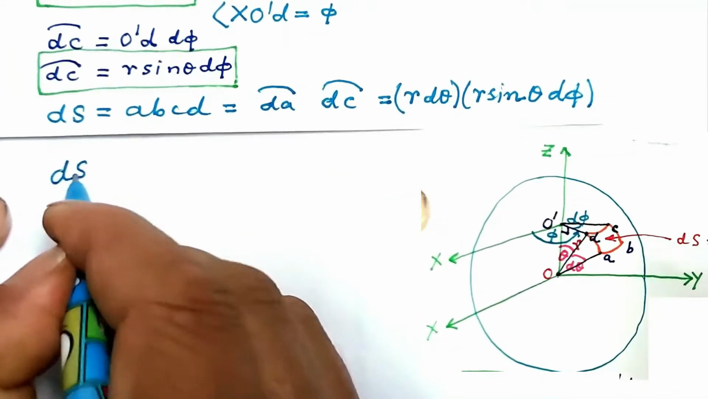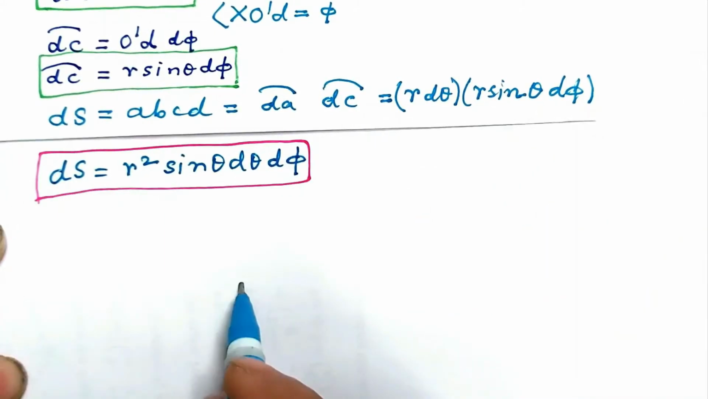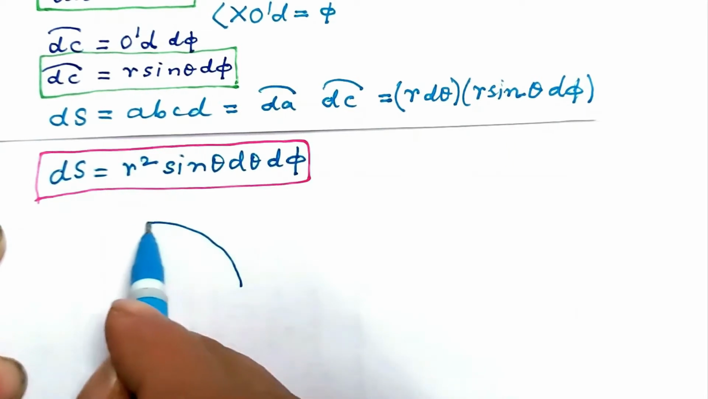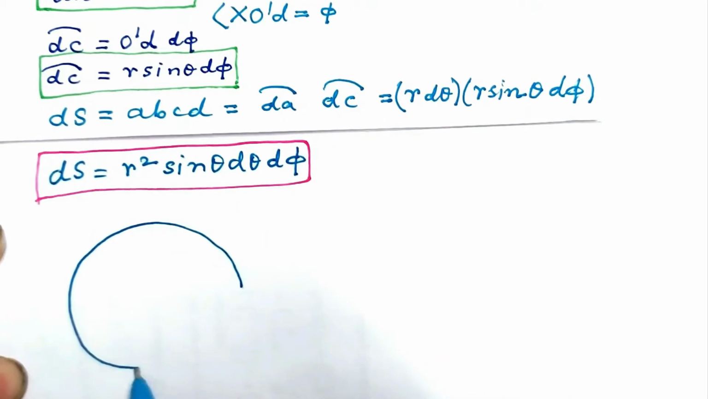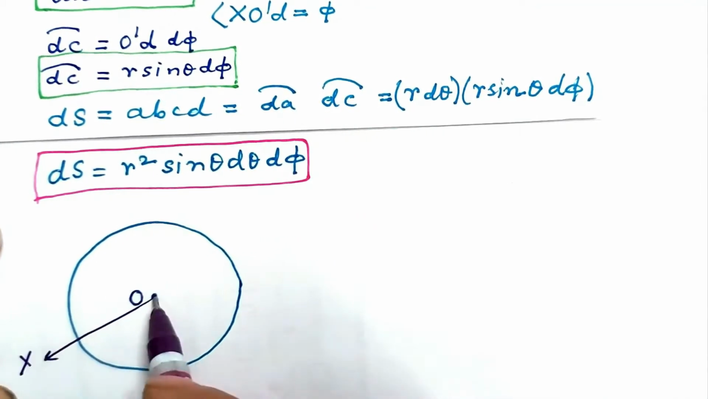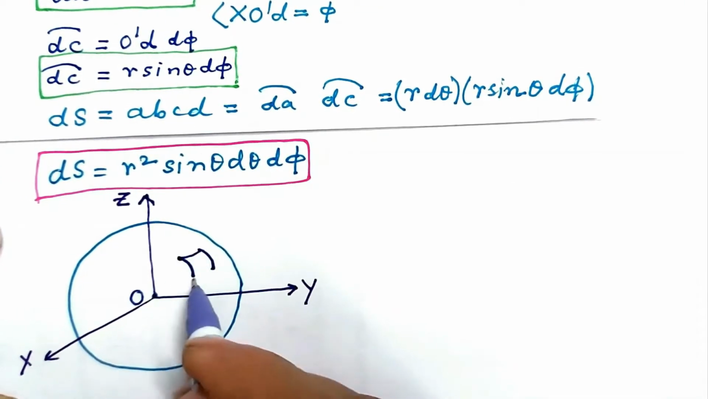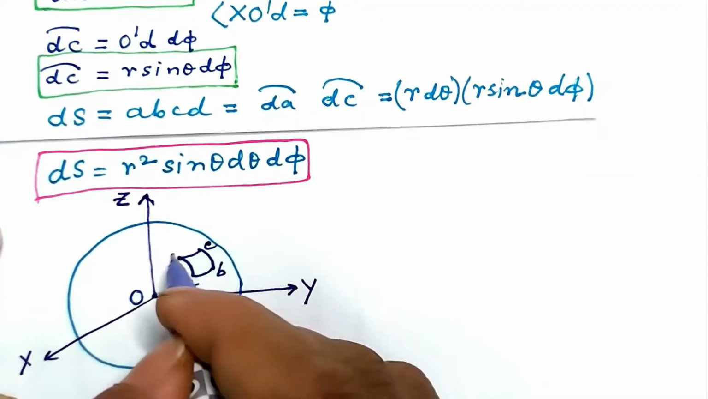So it is r square sine theta d theta d phi. Having got dS, let us find the solid angle created by dS at center. This is how the solid angle is created. This is the sphere. This is center. The axes are here. This is the surface element ABCD, that is dS.